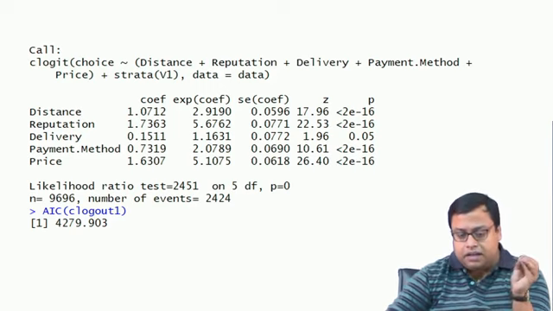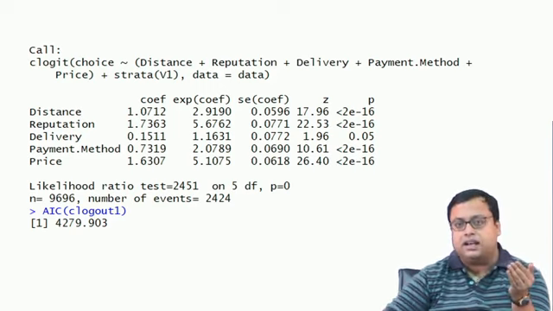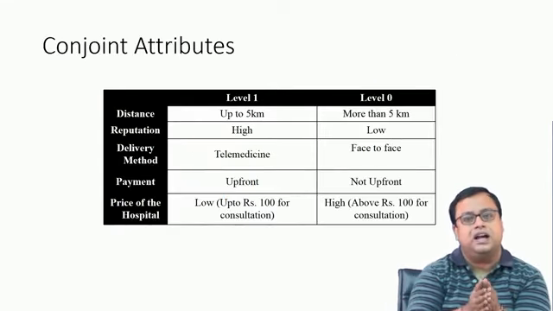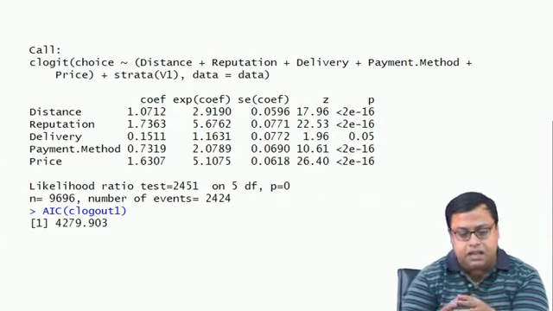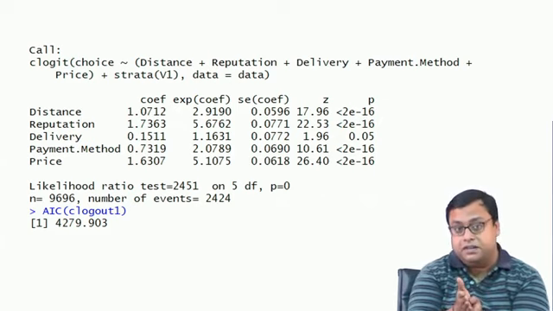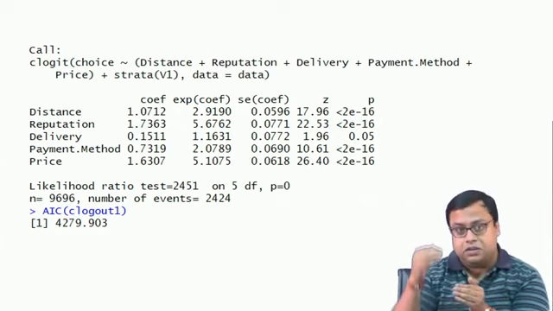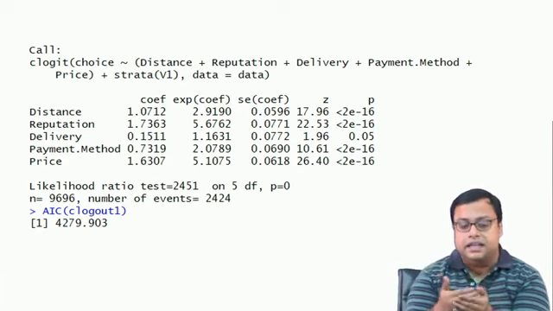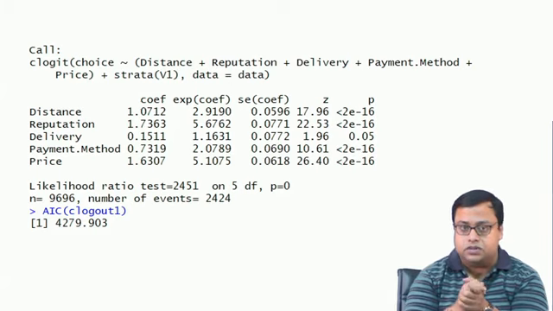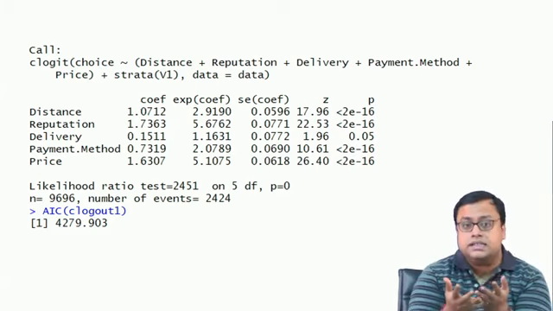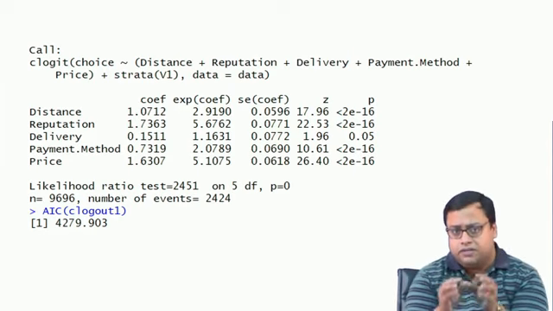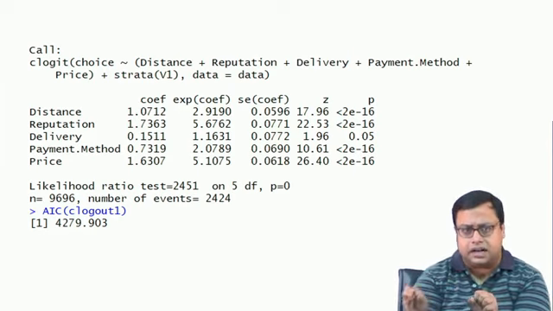If you have done that, you will understand that from reputation level 0 to level 1, preference increases. That means reputation from low to high, preference increases, and that is probably the most important jump. The part worth of 0 to 1 is more than distance. So, the most important factor in that case is reputation. Reputation matters for everybody, because healthcare is a credence product. If you do not understand what credence is, you can search for it.